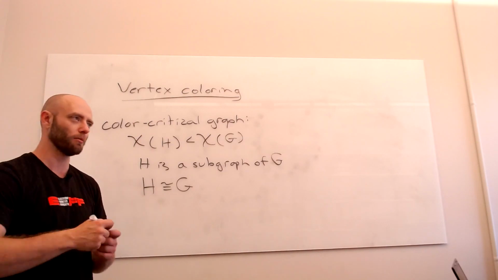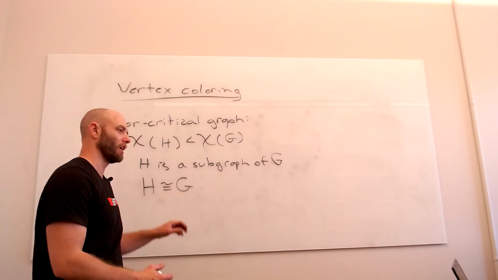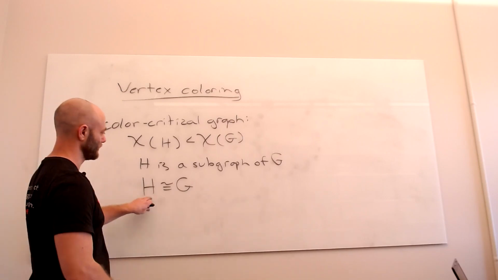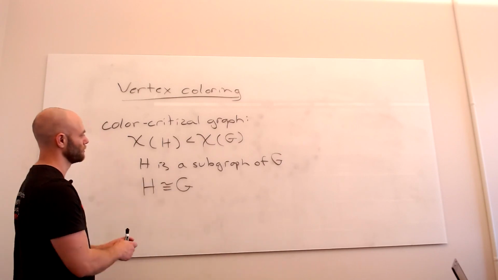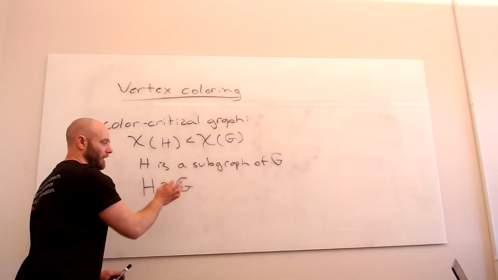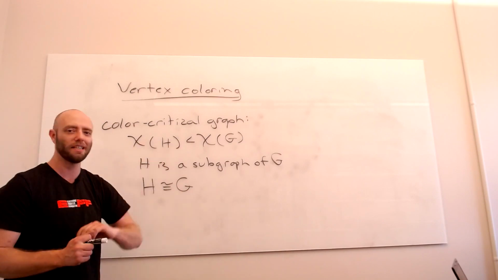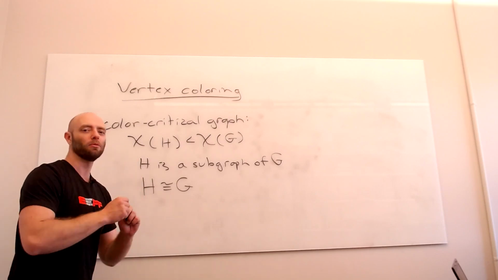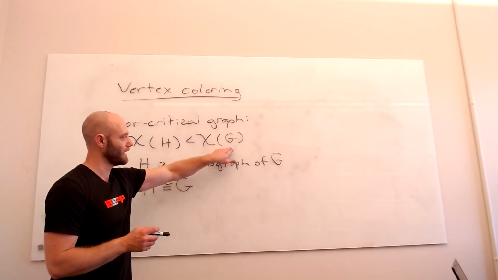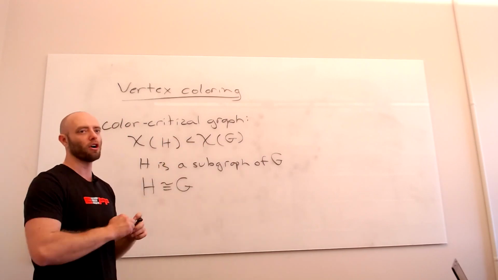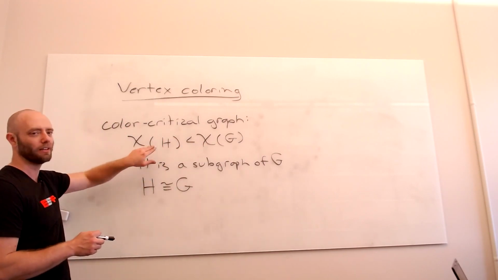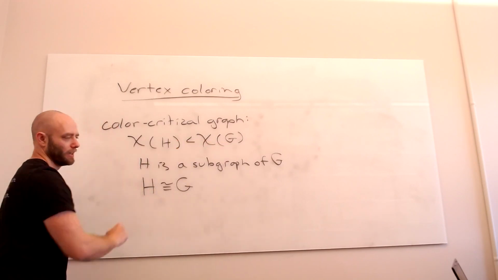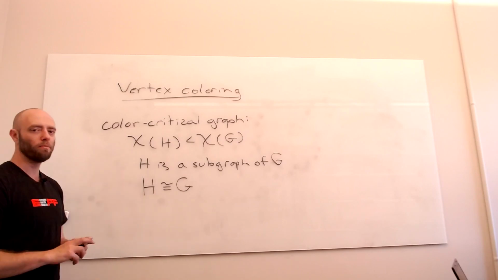Remember when we talked about subgraphs, technically a subgraph containing all vertices, all edges of our full graph is a subgraph of that graph. So here essentially what we're saying is H is a subgraph of G, H is not isomorphic to G, so all possible subgraphs of G except for that subgraph that's isomorphic to G itself. Essentially what this means is that if we remove any single edge or any single vertex from our G, we end up with a graph that has a lesser chromatic number. So G here, if this holds, G would be a color critical graph.